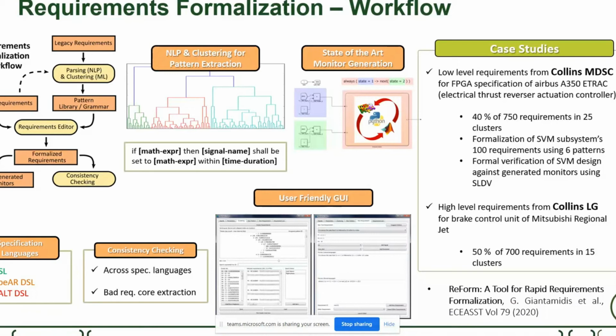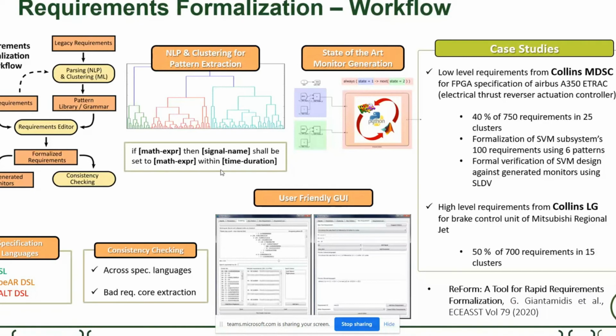And now abstract requirements, let's say representatives of the corresponding cluster, are essentially the patterns that we're looking for. This is an example. You can see here, if mathematical expression, then signal name shall be set to mathematical expression within time duration.